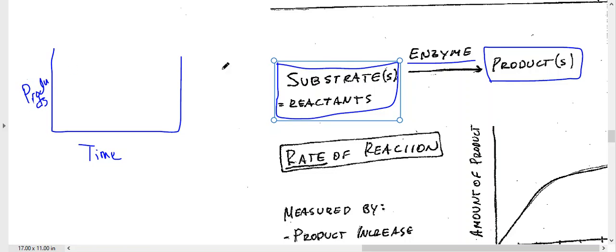That says products. I just ran out of space. We'll put substrates over here. Substrates will be a dashed line for the graph, and products will be a solid line.